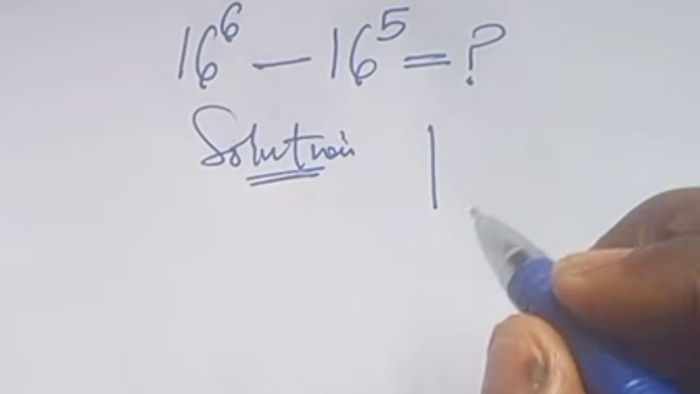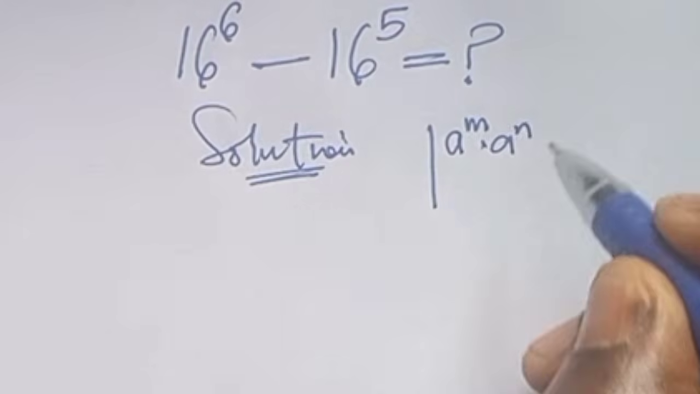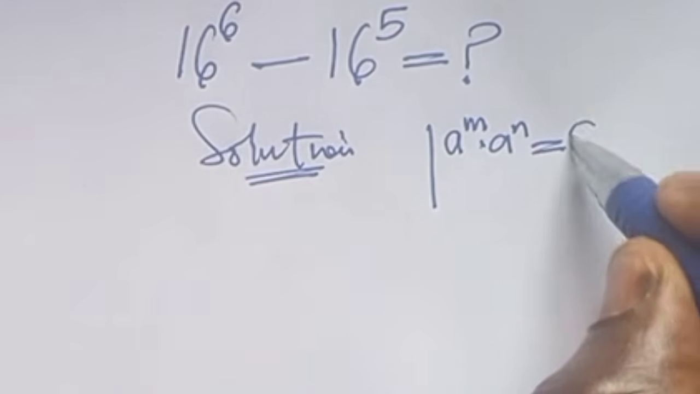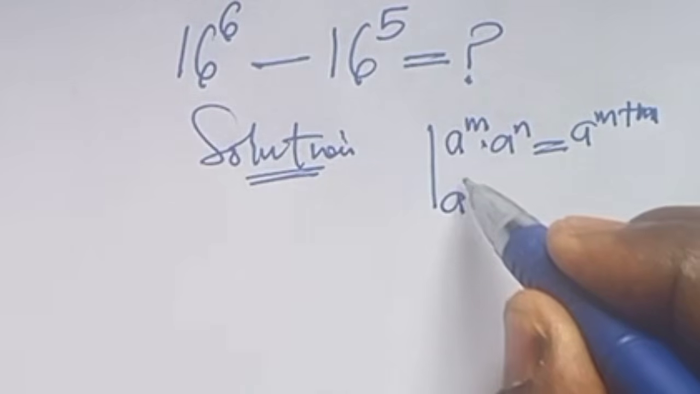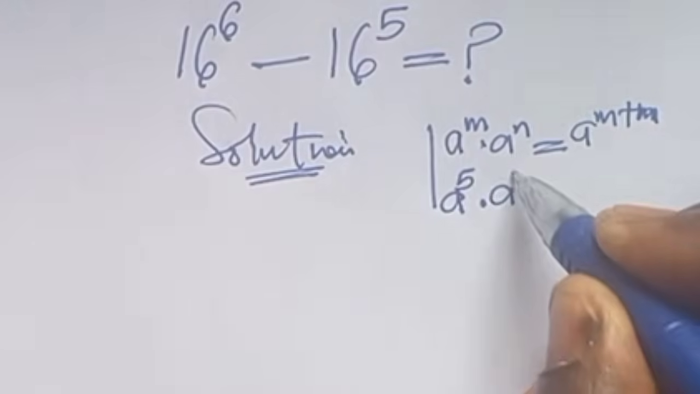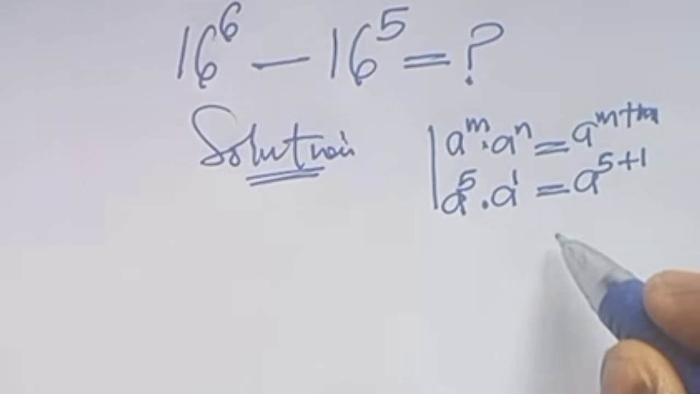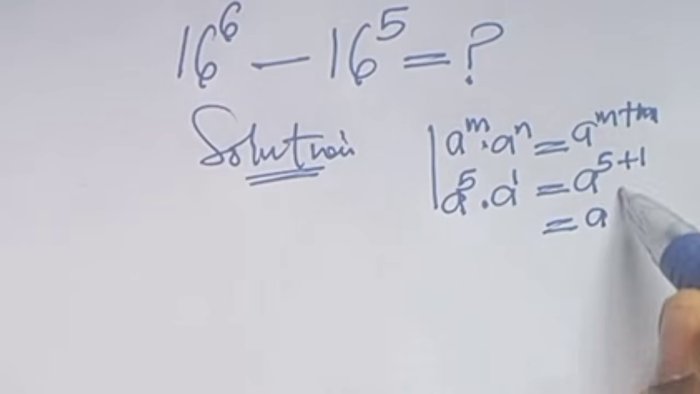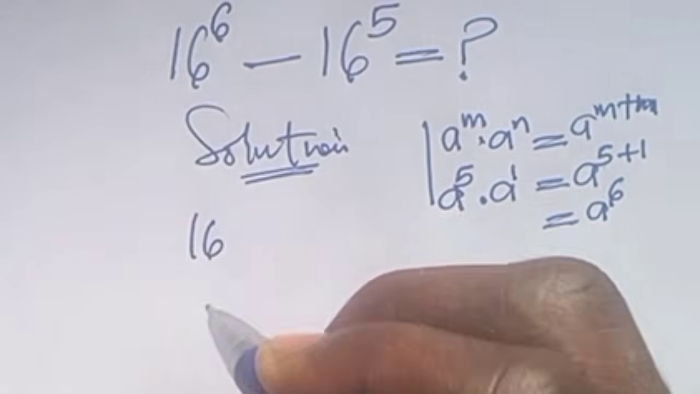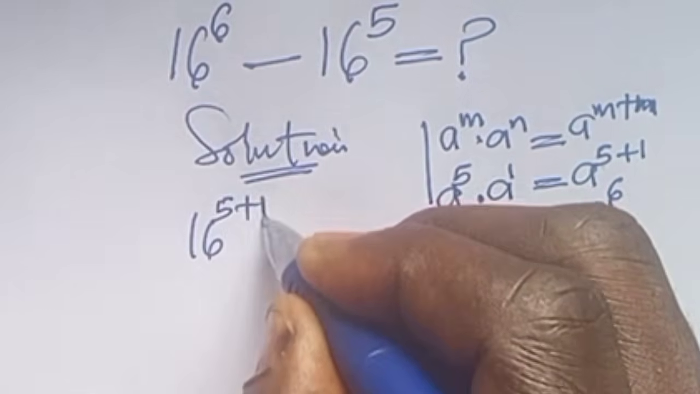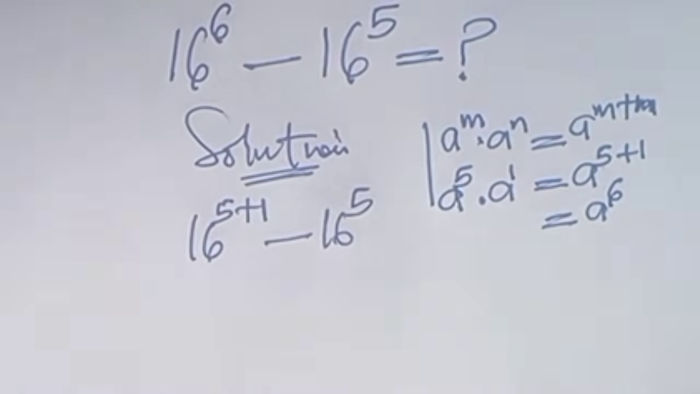So if we recall that a to the power of m times a to the power of n is represented as a to the power of m plus n. So in the same vein, we will have a to the power of 5 times a to the power of 1. We can say it's a to the power of 5 plus 1, and this is equal to a to the power of 6. So if we apply this to our equation, then we can write 16 to the power of 5 plus 1 in the place of 6 minus 16 to the power of 5.